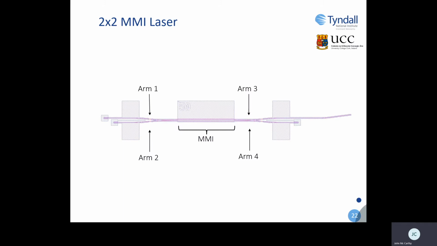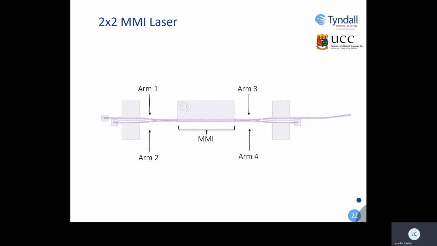This laser design is called a 2x2 MMI laser. MMI stands for multi-mode interferometer. So how this works is, let's say we stimulate or pass current through arm 1. So light is generated through arm 1 and it propagates through the MMI. What the MMI does is it splits light equally between arm 3 and arm 4. Now ultimately we measure the output of the device through arm 3.